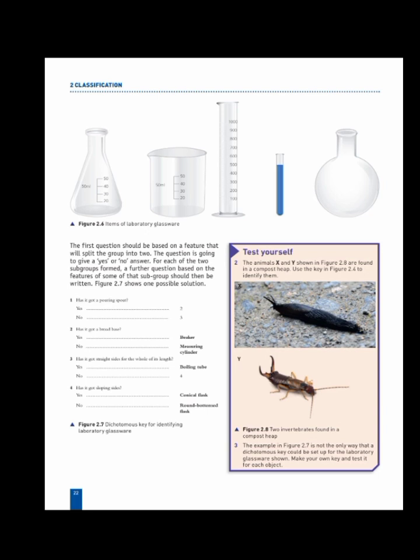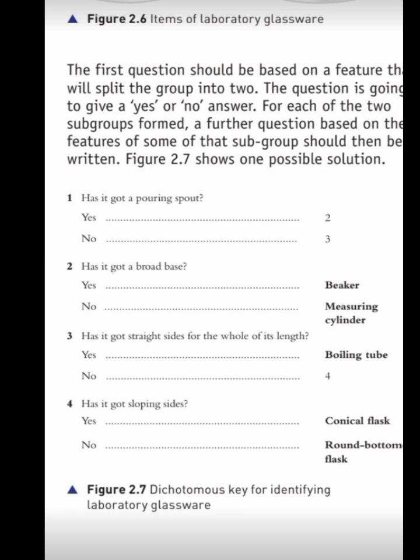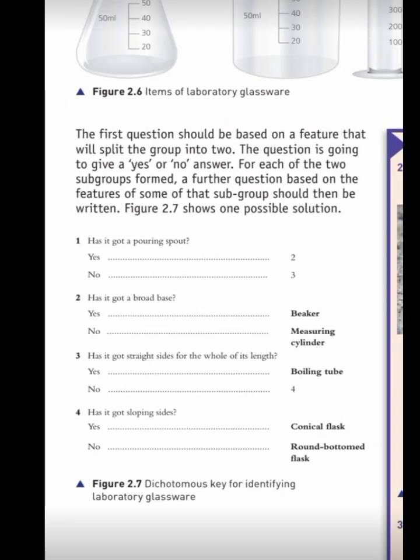So this is the way we are going to start and construct our dichotomous key. Firstly, we will observe. This is a method that you can identify here. The first question is, has it got a pouring spot? Yes or no. If it is yes, then move to step 2. Has it a broad base? If yes, then it is a beaker, and if no, then it is a measuring cylinder. So here the second point is completed.